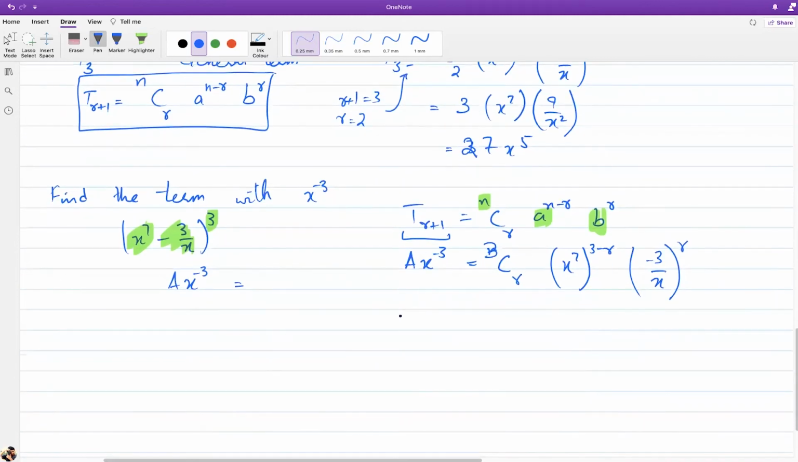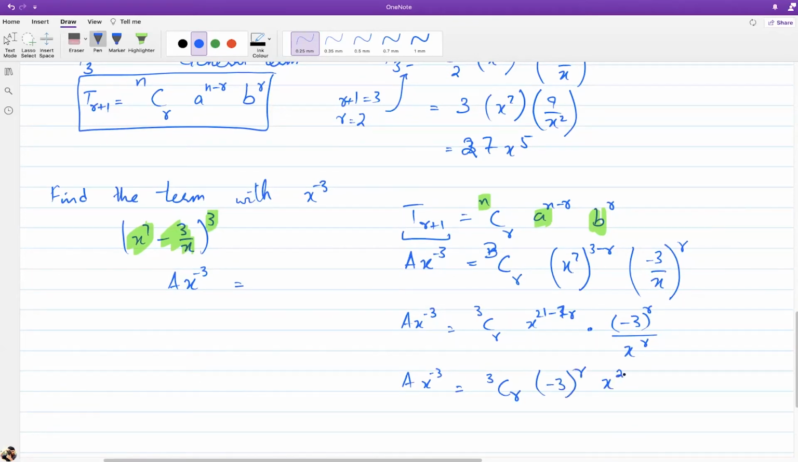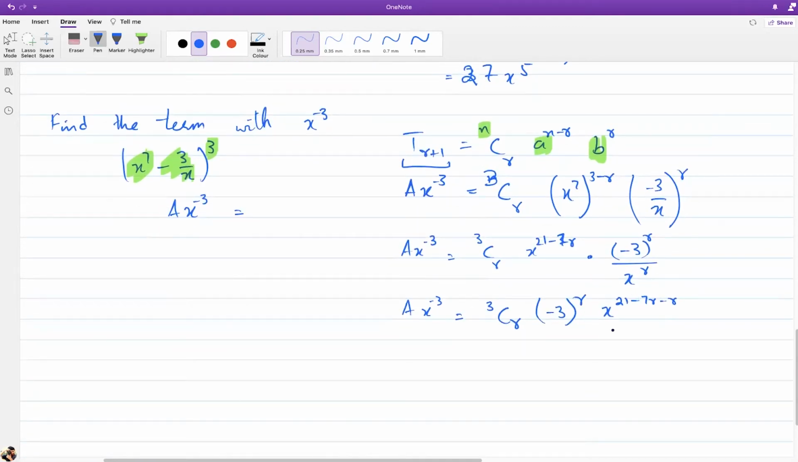Now we use algebra. We are just comparing things, okay? So this becomes 3Cr, remains as it is. This becomes x to the power 21 minus 7r, times minus 3 power r over x to the power r. Okay, we're just expanding it. We're trying our luck here. So I'm going to combine all the numbers and I'm going to combine all the variables. So this is 21 minus 7r minus r, right? Because x power r is dividing. So that will give me 3Cr, minus 3 to the power r, x to the power 21 minus 8r.